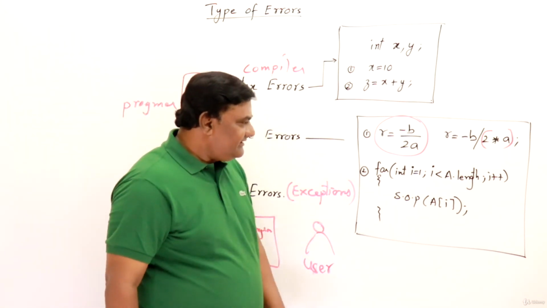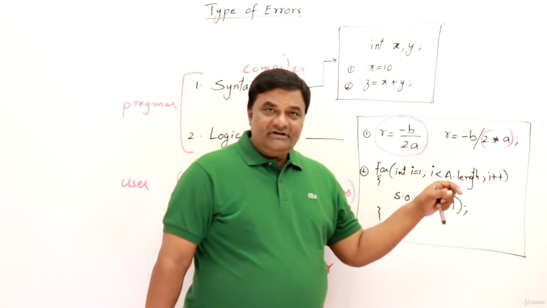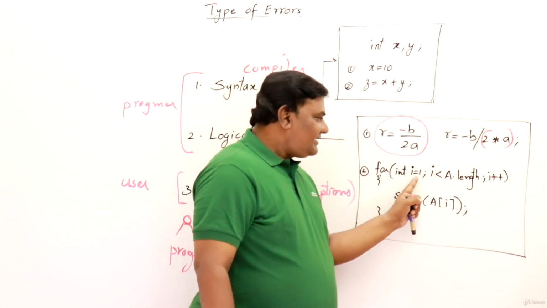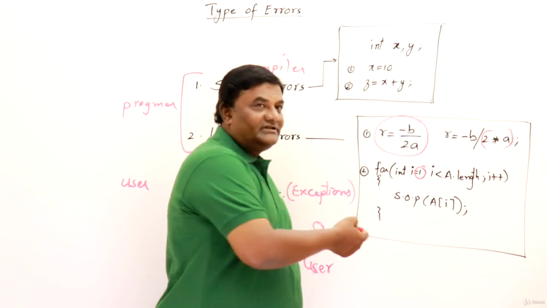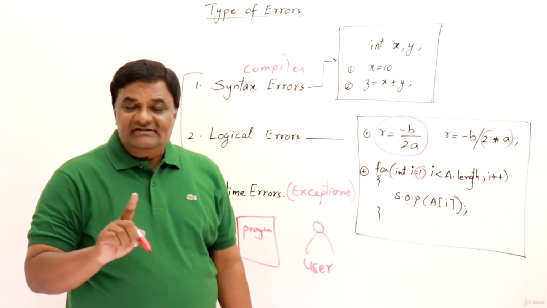One more I have taken here. I want to print all the elements of an array. So I should start from 0 up to length, but I have taken 1. So this is a mistake again. It's not a syntax error.